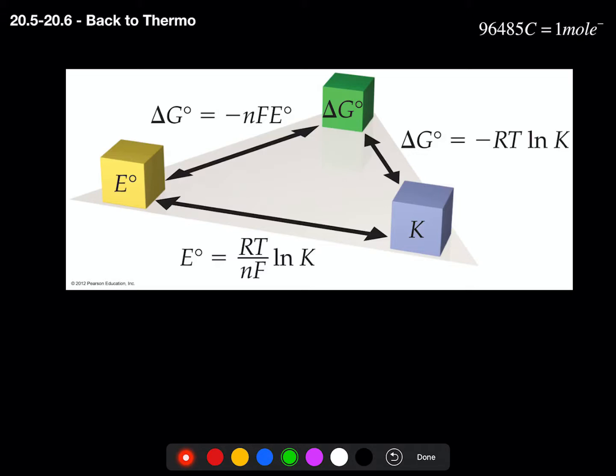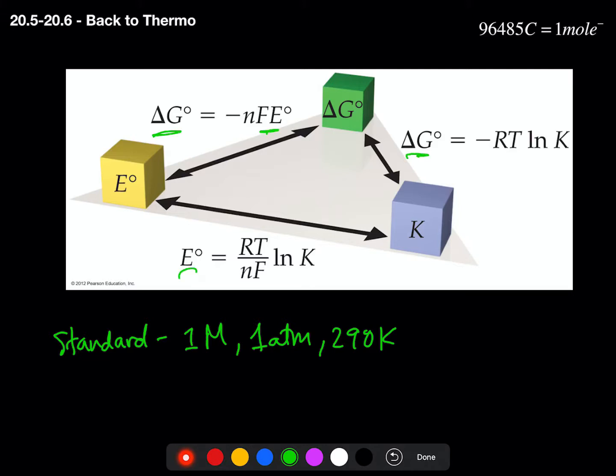We have our delta G equals negative nFE, and note that we have all these little degree signs, which means standard. And when we talk about standard, what does that mean? That means we are talking about 1 molar concentrations, 1 atm if we're talking about gases, and 298 Kelvin. Those things are all implied when we use any of these values. And so this allows us to relate things.